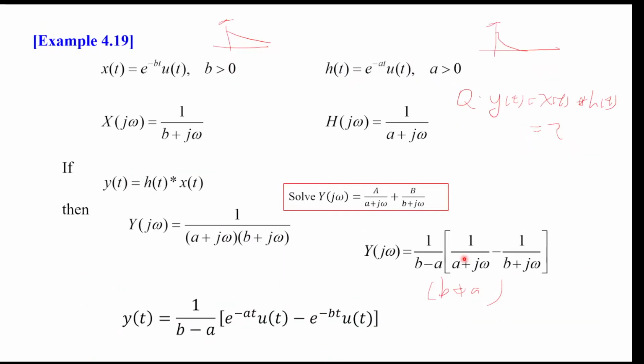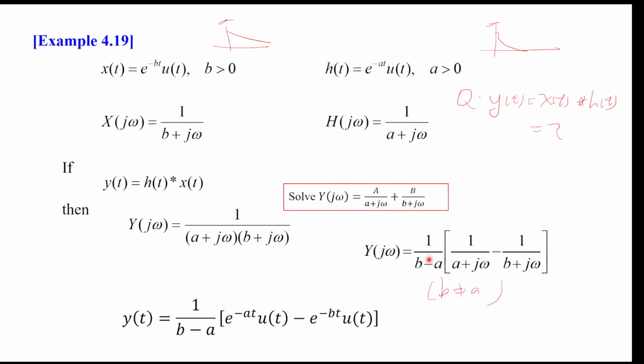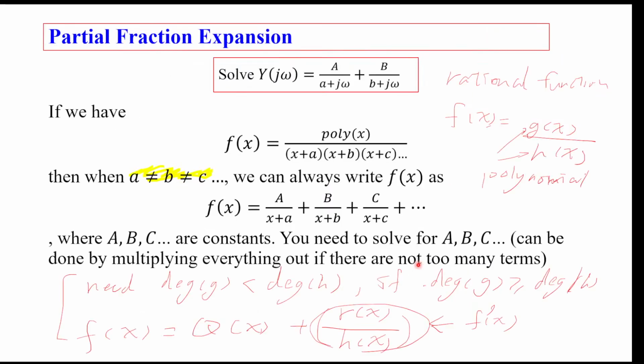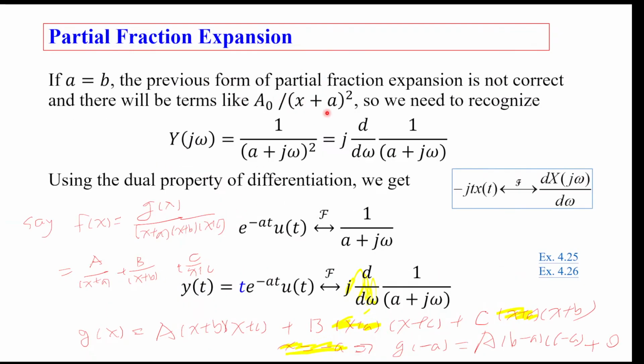But let's go back to this case. In this case, you multiply everything, and then you solve for a and b. You get a equal to 1 over b minus a, and b equal to minus 1 over b minus a. But this only works for b not equal to a. When b equals a, you cannot do this because you get 1 over 0 here. When b equals a, then you just have 1 over (a plus j omega) squared, and it cannot be broken into partial fractions, so you need to find the Fourier transform indirectly.